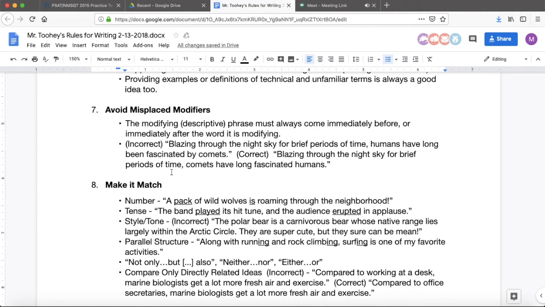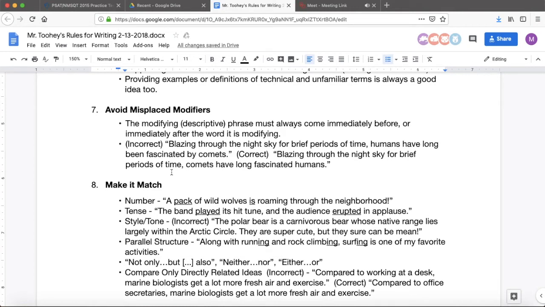Because we're like, clearly they're talking about the comets blazing through the night sky for brief periods of time, right? We don't even let our brains entertain the thought that humans are blazing through the night sky for brief periods of time because that's such a crazy idea, right? A lot of people don't catch these, but do you see, grammatically speaking, that because the modifying phrase is coming before humans, the sentence is suggesting humans are blazing through the night sky for brief periods of time, which is bad grammar.